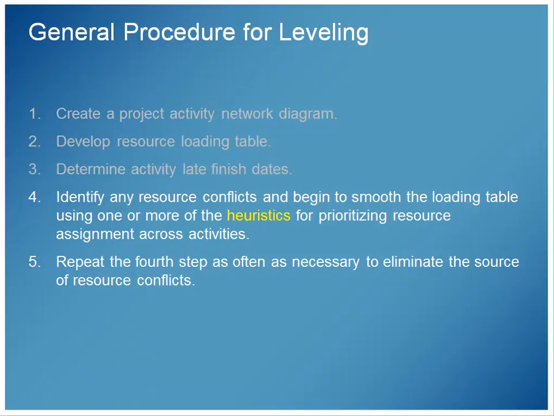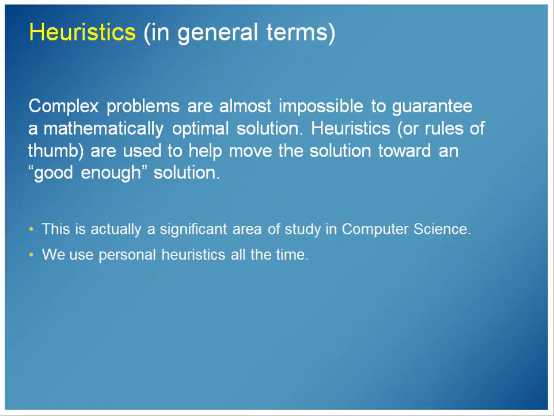Well, what do we mean by heuristics? That's all great and well if we understand what we mean by a heuristic. Let me take just a quick second here and highlight the word heuristic and put this in a little bit of context. For complex problems, it is almost impossible to guarantee mathematically optimal solutions. Most things in life you have to deal with a certain amount of uncertainty. Heuristics, sometimes called a rule of thumb, are what we do on an everyday basis that help us deal with complex problems and find good enough solutions.